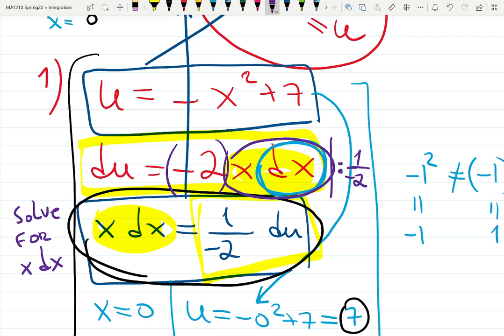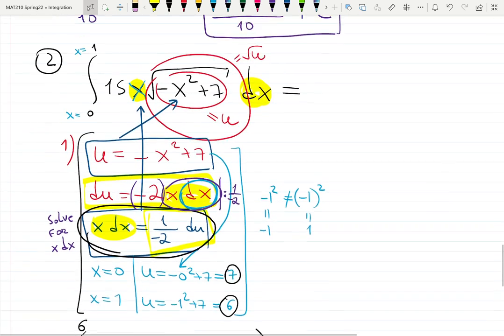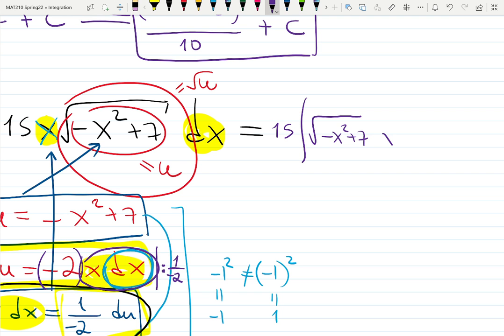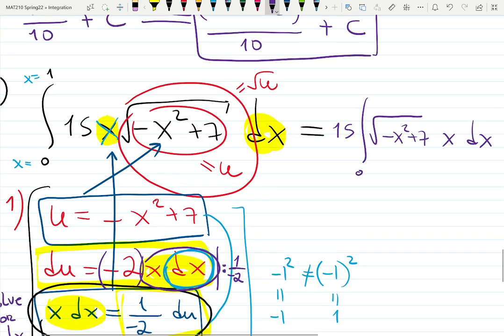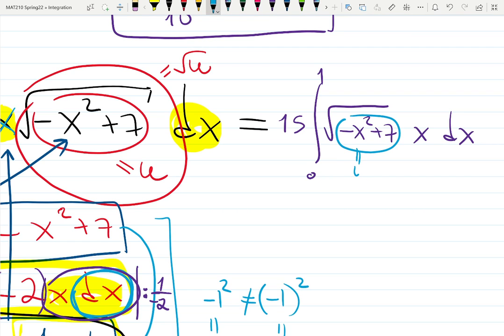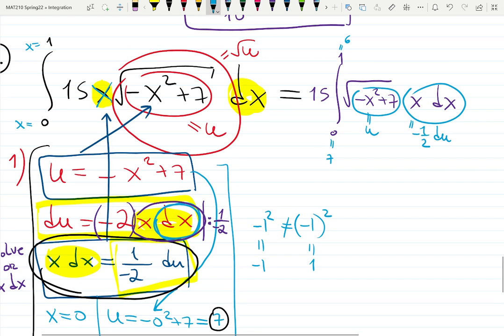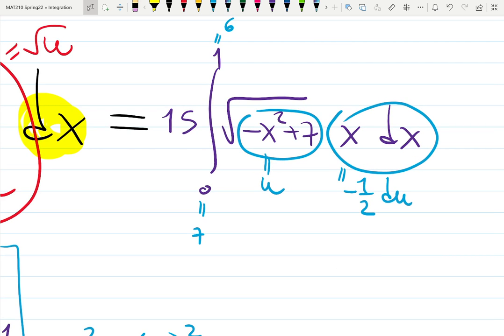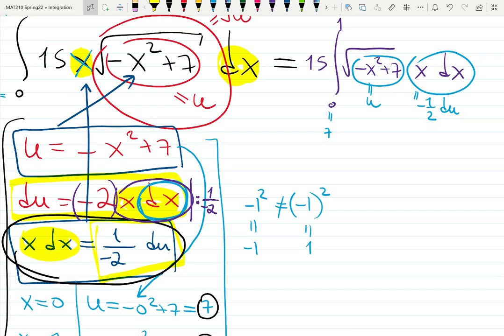How did you get the new integral? Or, like, why did you do it? Let's do this one. I know one more way to explain it really well. 15 can come out as square root of minus x squared plus 7. And then there will be x dx from 0 to 1. If you see this, I just rewrote the terms. It's the same integral. But if you see it this way, this is my u, and this is minus 1/2 du. Perfect match. This is 7, and this is 6. This is how it was converted into the integral 15 square root of u times minus 1/2 du from 7 to 6. Each piece was substituted with u using U-substitution.